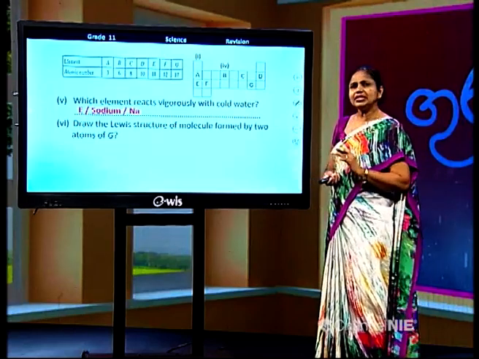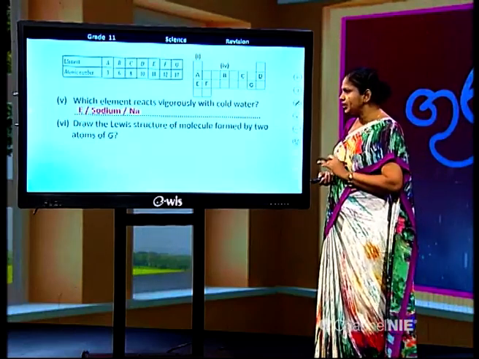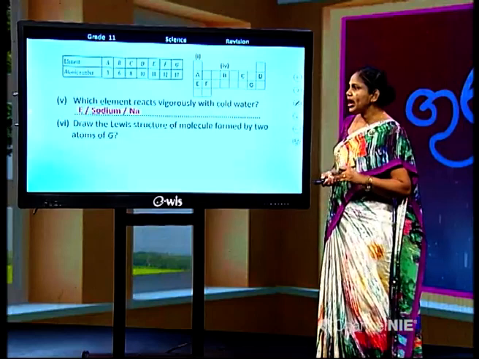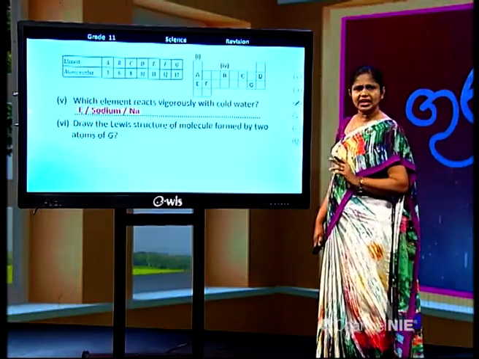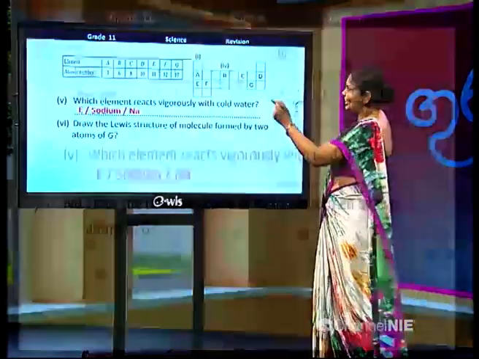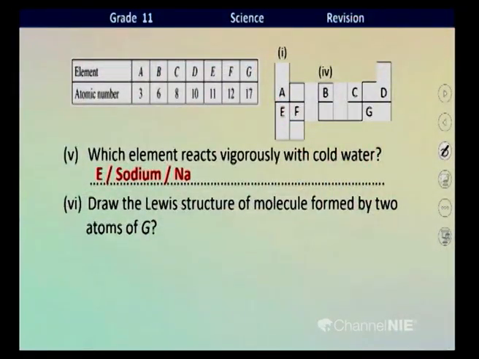Draw the Lewis structure of the molecule formed by two atoms of G. Actually, what is G here, children? G here is really chlorine, right? When two chlorine atoms join together, they join with a covalent bond to form the chlorine molecule, Cl2 molecule.